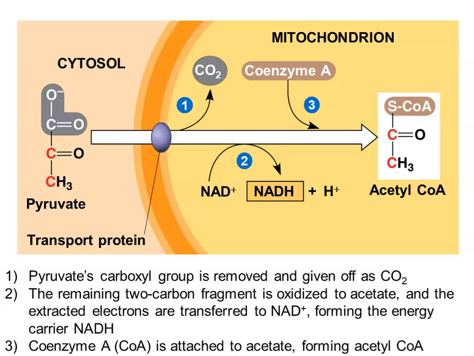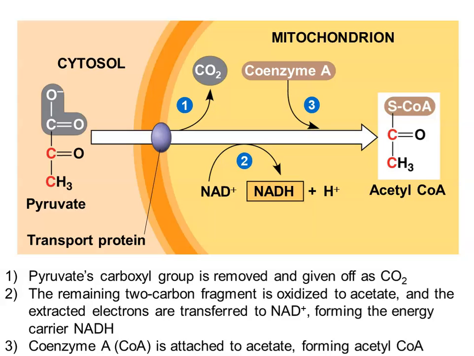So in the cytoplasm, before the pyruvate can enter into the mitochondria through a transport protein, it's got to have one of its carbon dioxide groups removed. We need to reduce another one of those carriers. We need to turn NAD plus into NADH, and then we need to join coenzyme A on to what is left of the pyruvate molecule.